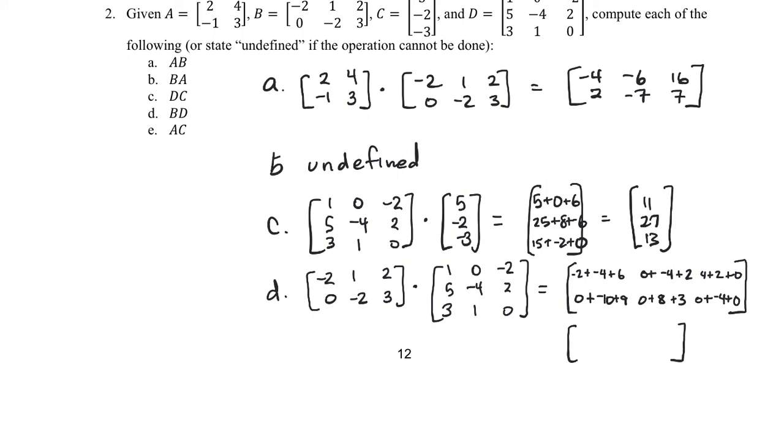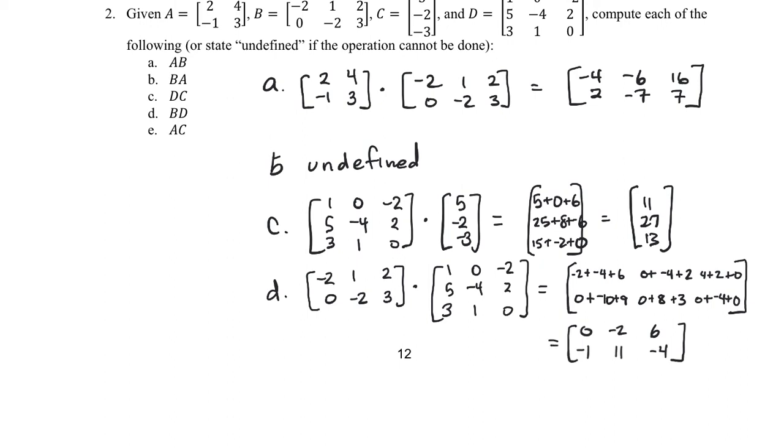Okay, now combining all these entries, we're going to have negative 6 plus 6, so 0 right there. Underneath that, we're going to have negative 10 plus 9, which is negative 1. In the middle, top, we have negative 4 plus 2, which is negative 2. We have 8 plus 3, which is 11. And then far right on the top, 4 plus 2 is 6. 0 plus negative 4 plus 0 is negative 4.